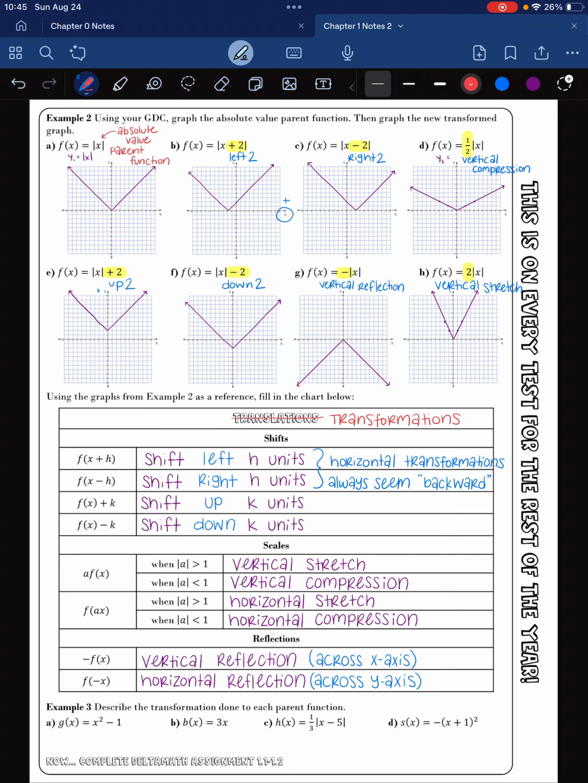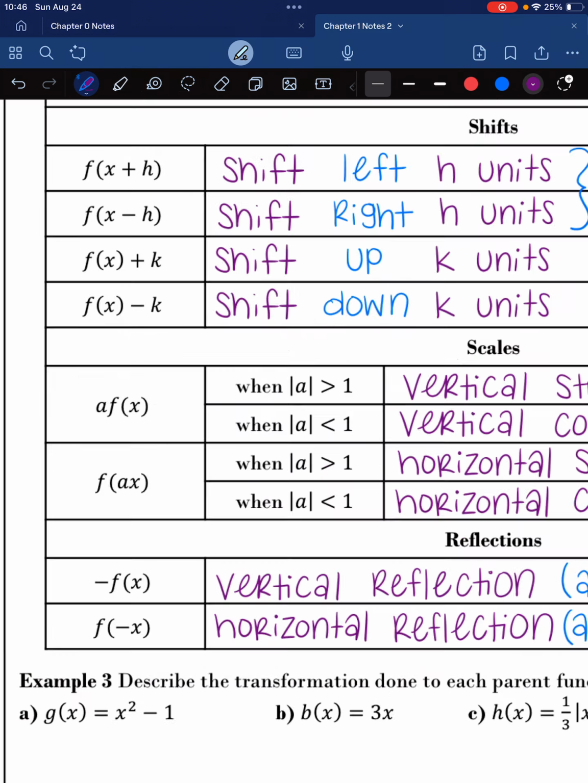And again, this is so important because we are going to do this in every single chapter for pretty much the whole year. We're going to talk about different families of functions and what they look like, and how I graph them based on these transformation rules. So this is going to be really important for you to practice and kind of become second nature. Okay, so now we can use these rules to describe what happens on these graphs below in example 3 without actually having to use our graphing calculators.